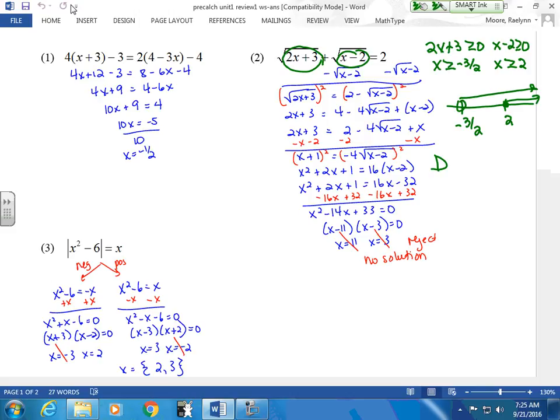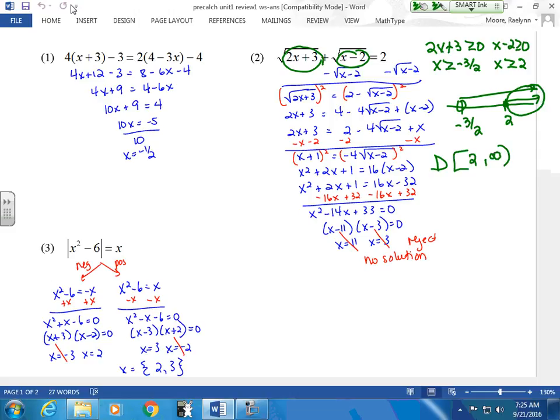So if I put a negative 3/2 in here, will that work? No. Okay, so if I use a negative 1 in here, will that work? If I use a 0 in there? So 2, it's where they overlap.